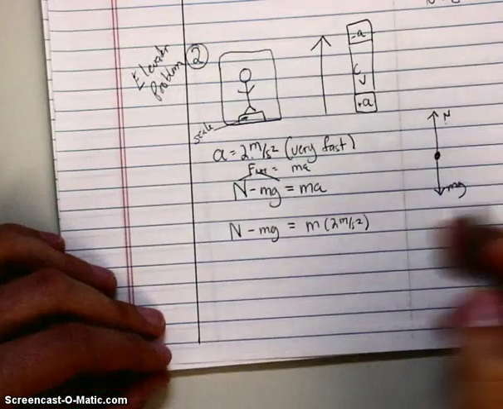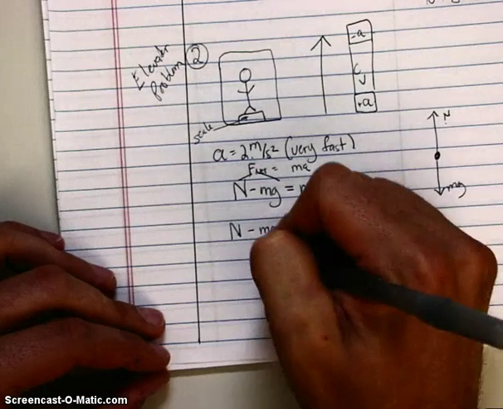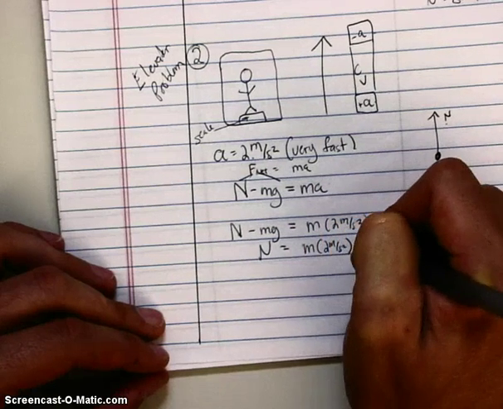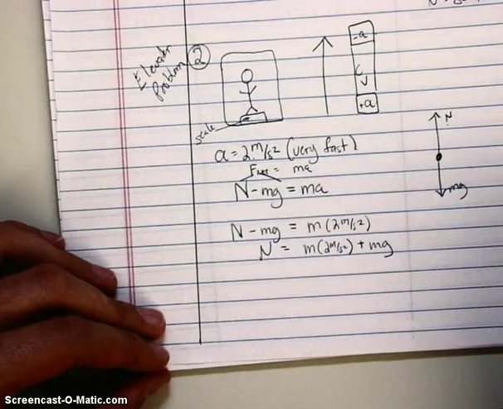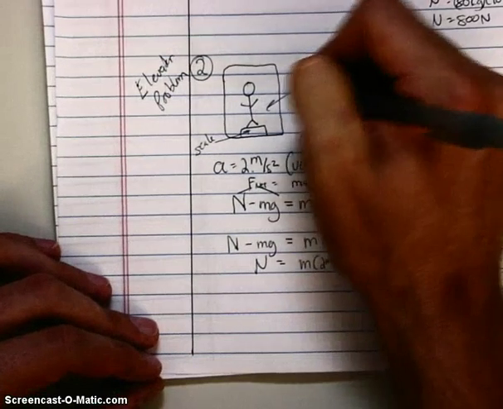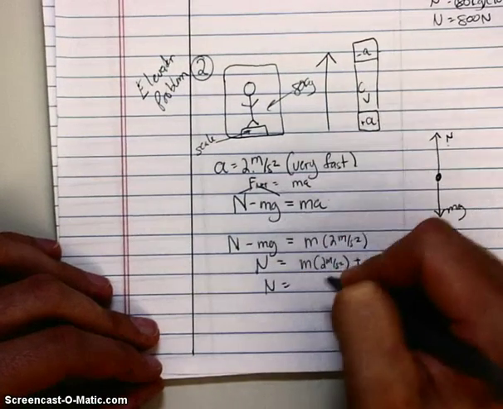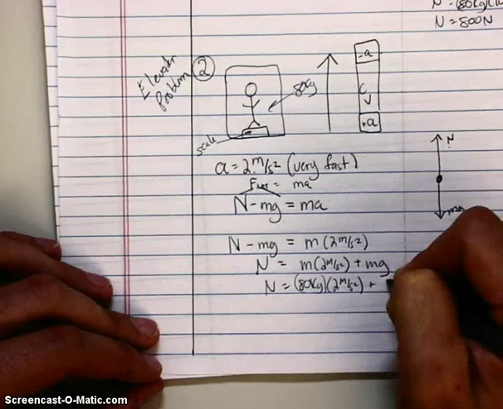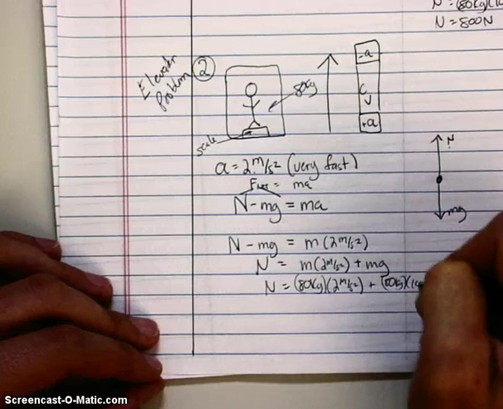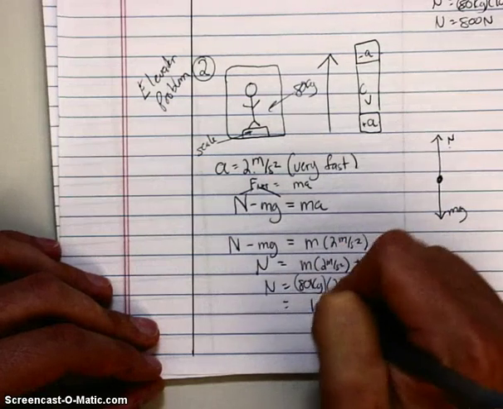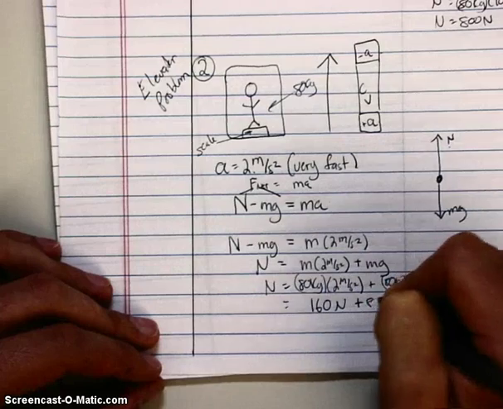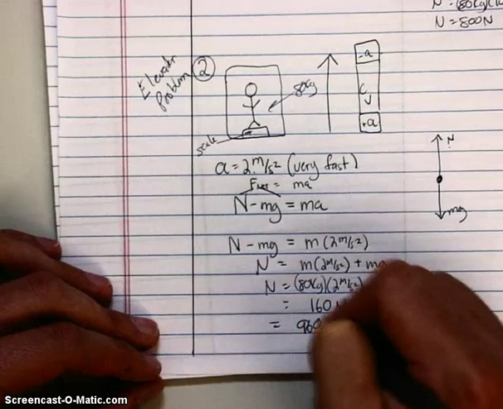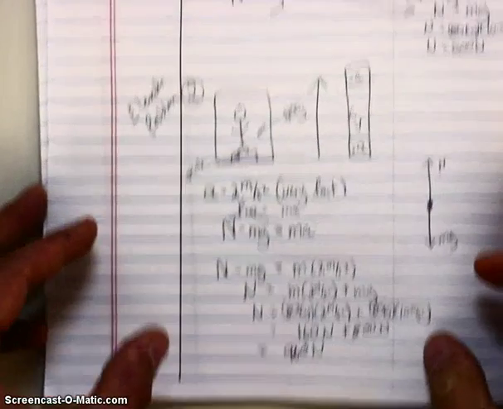So if I want to now solve for n equals m times 2 meters per second squared plus mg. And let's just say again this person is 80 kilograms. So n equals 80 kilograms times 2 meters per second squared plus 80 kilograms times 10 meters per second squared. So we get 160 newtons plus 800 newtons for a total of 960 newtons. So notice, look back at this problem here.